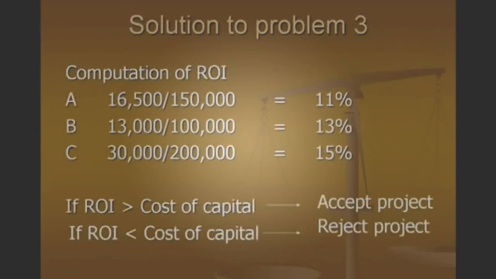Are you done? Okay, here we go. For project A, you get 11% ROI, B 13%, C 15%. If you use ROI, which would you accept? If ROI is greater than the cost of capital, you accept the project. If ROI is less than the cost of capital, you reject the project. Okay, that brings us to the question, how do we calculate cost of capital?